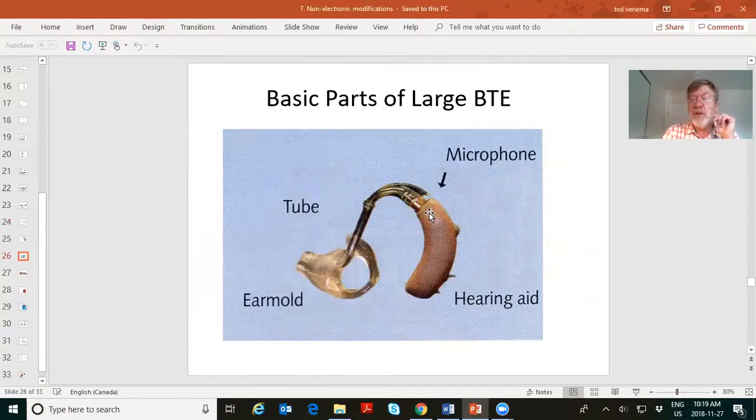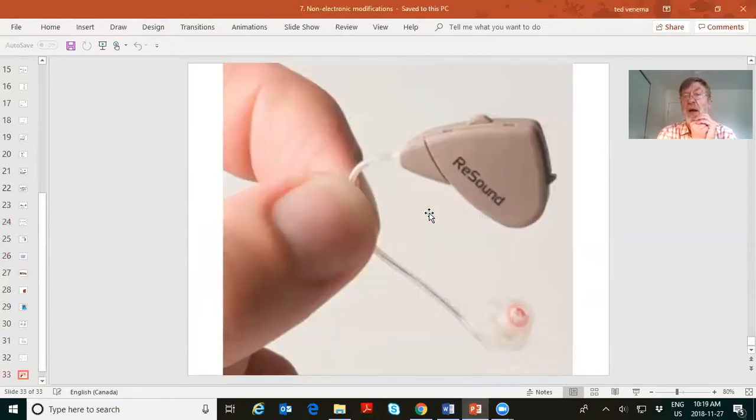So I hope this little session has kind of given you an example of a thin tube BTE. I should say of a RIC, a Resound. There's a wire going through. See the wire going into the receiver or speaker? This is a right ear one because it's red. If this was blue, it would be the left ear hearing aid.